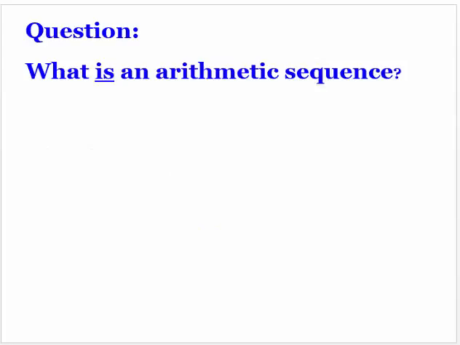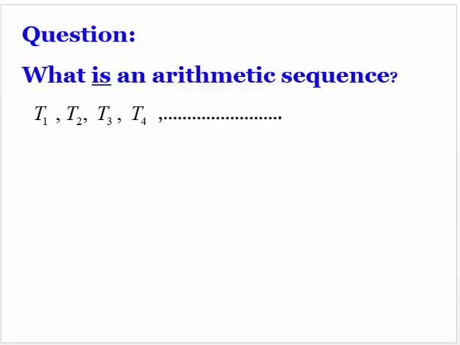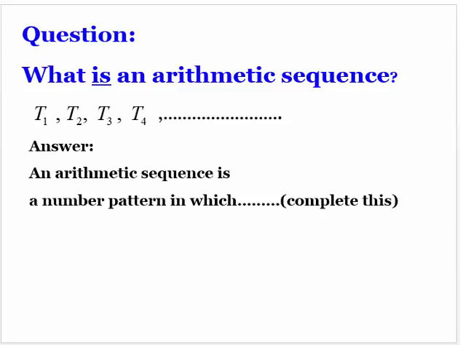So look at your definition now. So what is an arithmetic sequence? Well, if we name it T1, T2, T3, T4, etc., then an arithmetic sequence is a number pattern in which, pause the recording, see if you can figure out some kind of definition for it, and then start it up again and see how it compares.